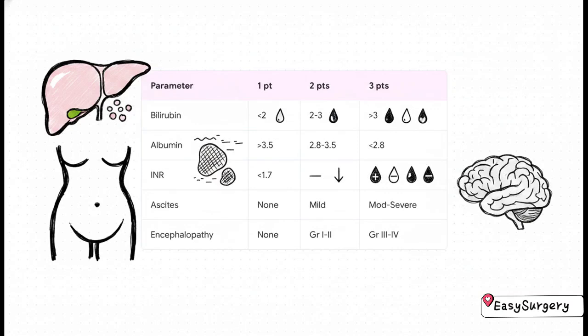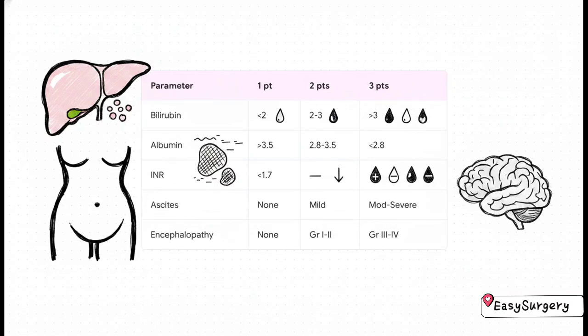Next is serum albumin. Now pay close attention here, because this one works backwards. High albumin over 3.5 is good, that scores 1 point. But a low albumin under 2.8 scores a critical 3 points. Then we've got INR, which measures clotting. Under 1.7 is 1 point, 1.7 to 2.3 is 2 points, and over 2.3 is 3 points.